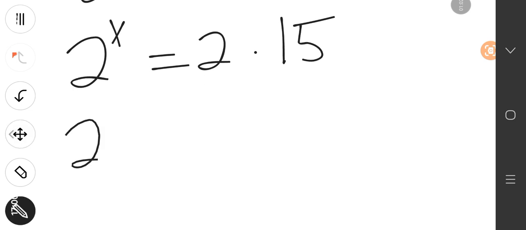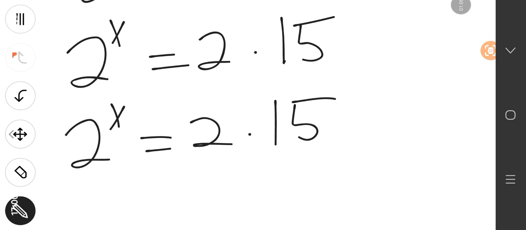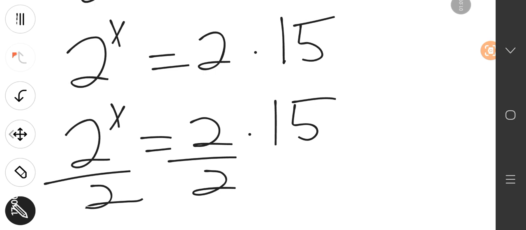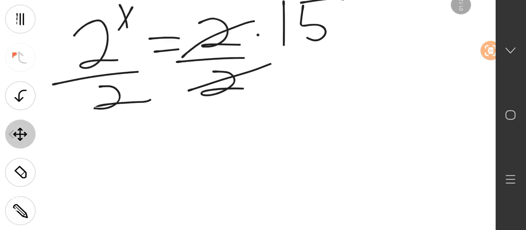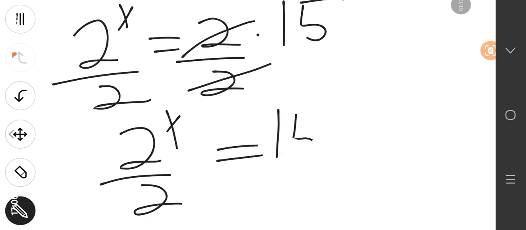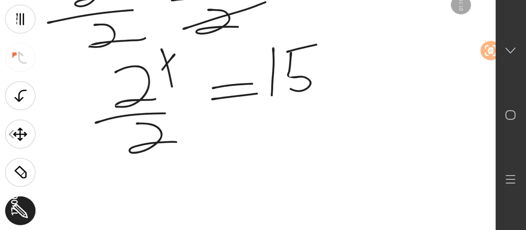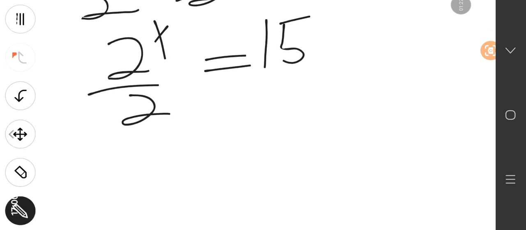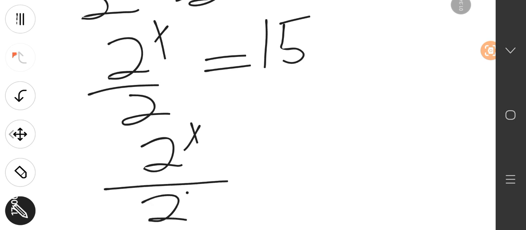Now the equation becomes 2 exponent x equals 2 times 15. So divide here by 2, divide here by 2. So this cancels this, and we are left with 2 exponent x over 2 equals 15. Now you can see the base here is the same as the base here, so we can apply the quotient rule. Before we apply it, we know that 2 exponent x over 2 is the same as 2 exponent x over 2 exponent 1, since any number has a power of 1.